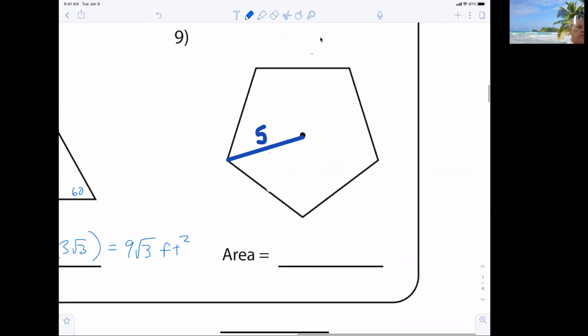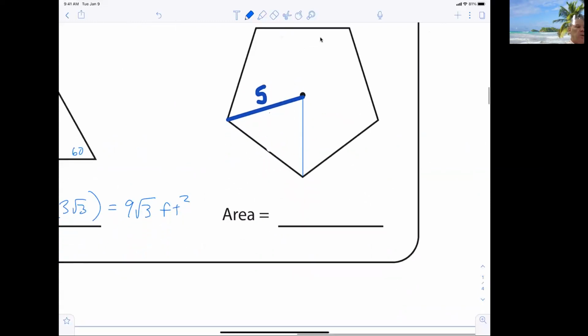All right, now the hard one. Why do I say this one's hard? Because we don't have the base or the height. So come on now. What's the central angle? 72. So when I draw it, it's going to be 36 degrees. Now I need to find the height.